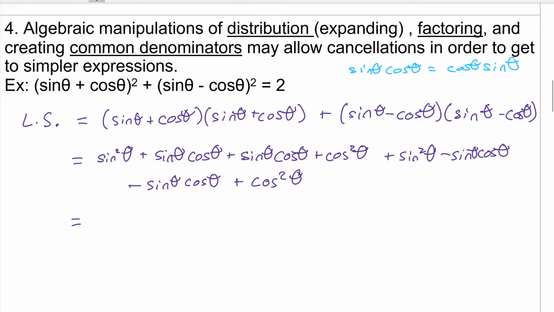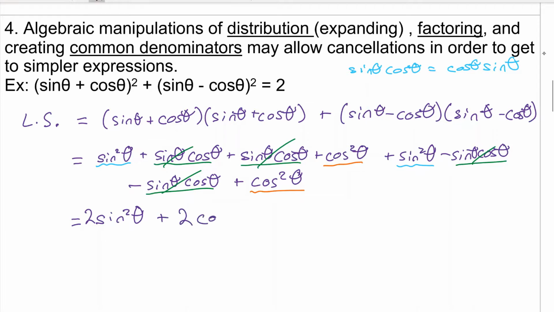So my next step is to just group everything together. I see that there's a sine squared theta over here and another sine squared theta over here. So I'm going to write those as 2 sine squared theta. And then I see that there's a sine theta cos theta over here, a sine theta cos theta over here, and then a minus sine theta cos theta, and another minus sine theta cos theta. So all of these are canceling each other out. And then I'm left with a cos squared theta over here and a cos squared theta over here. So I'm going to write those together as positive 2 cos squared theta.